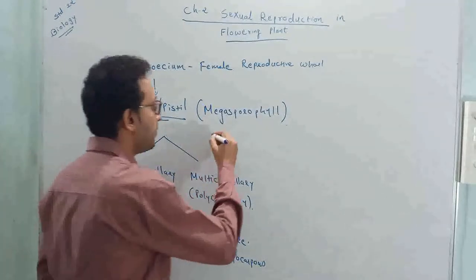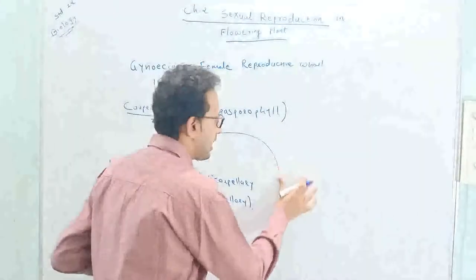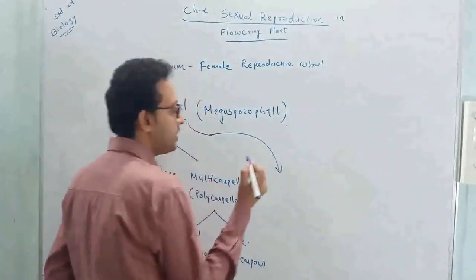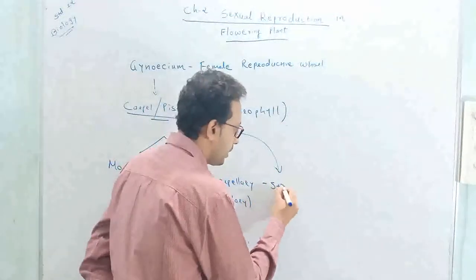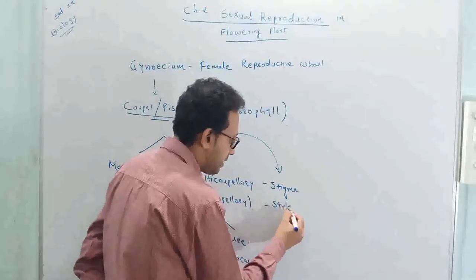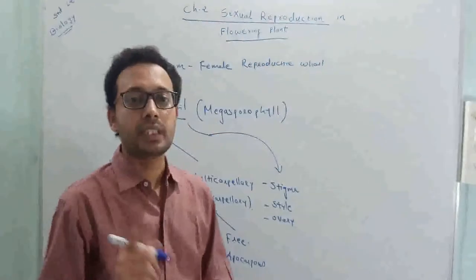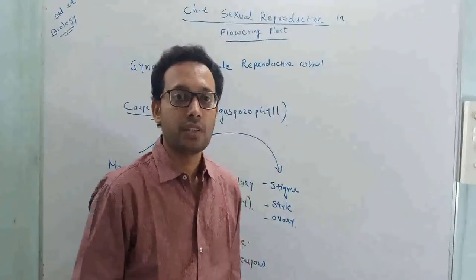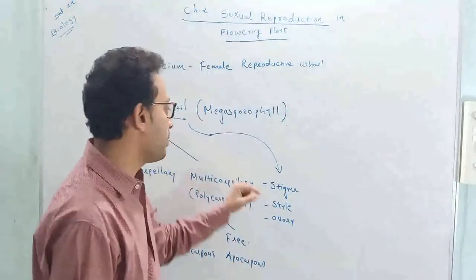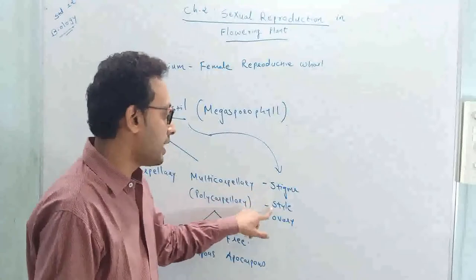Now let's discuss the different parts of a carpel. What are the different parts of a carpel or pistil? The carpel or pistil is divided into three parts. The first is called stigma. The second one is called style. And the third one is called ovary. What we have discussed in the first session: there are three parts of a carpel or pistil: stigma, style, ovary.